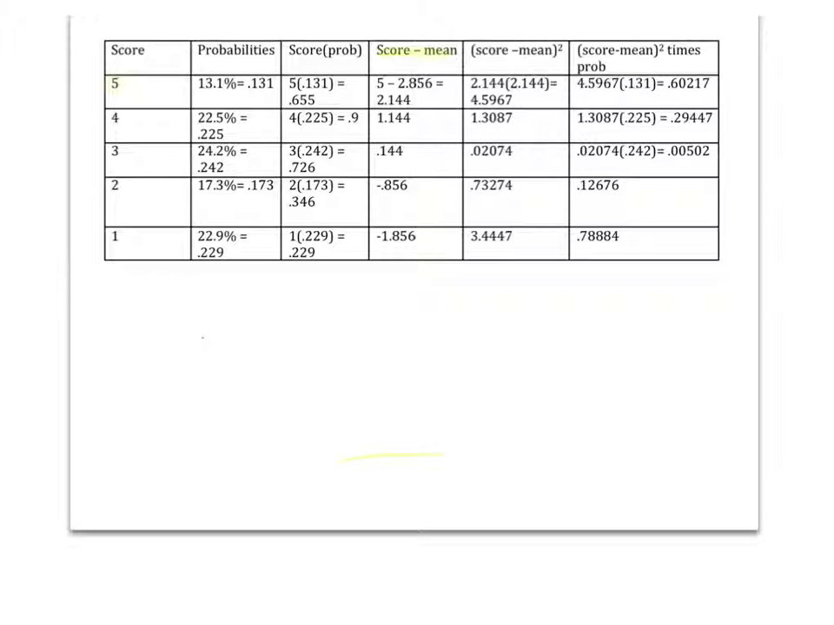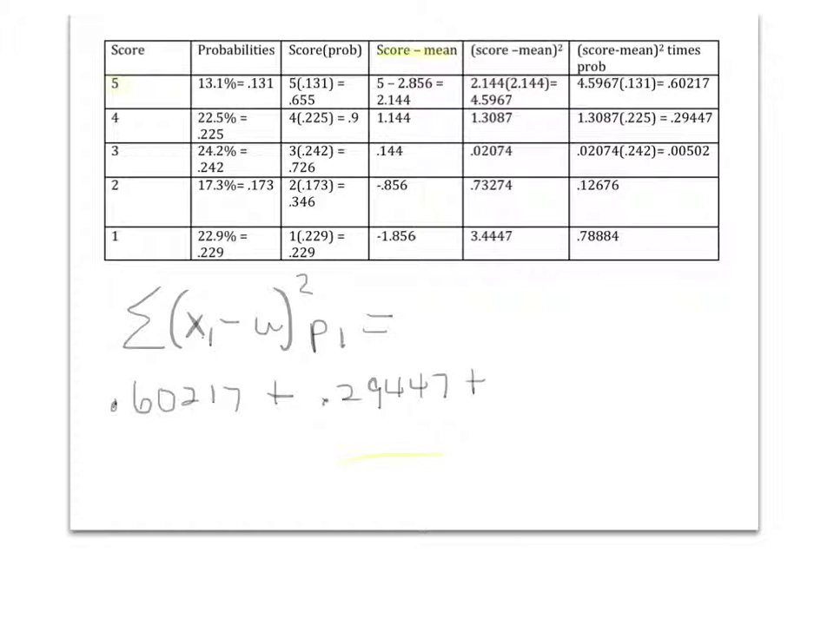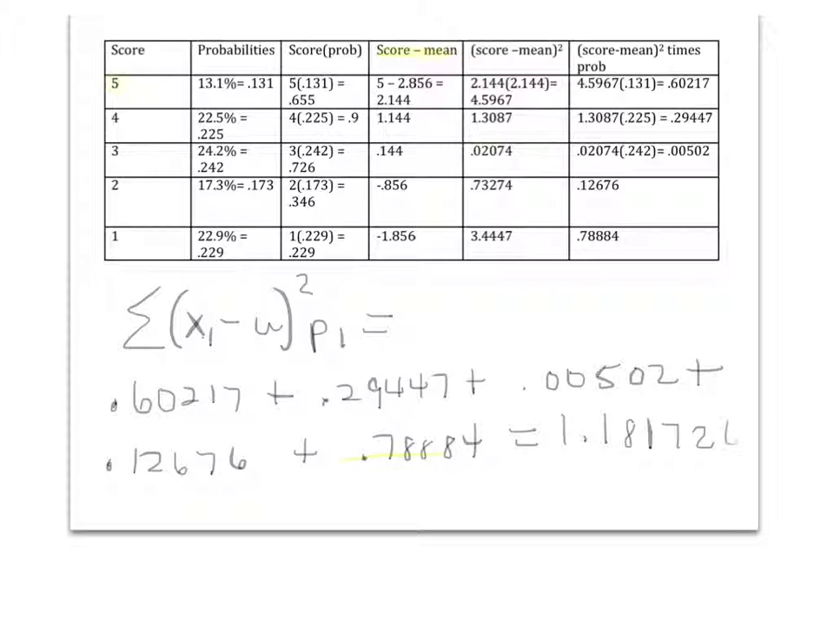So the sum of each individual score minus the mean, quantity squared, times the probability is going to be equal to 0.60217 plus 0.29447 plus 0.00502 plus 0.12676 plus 0.78884. And that sum is 1.1817264.